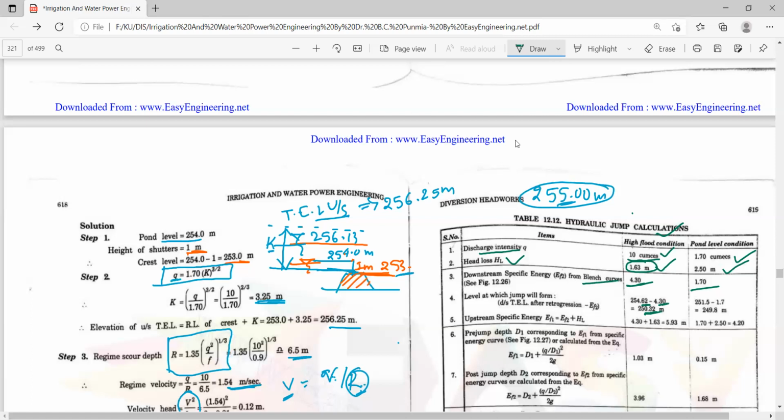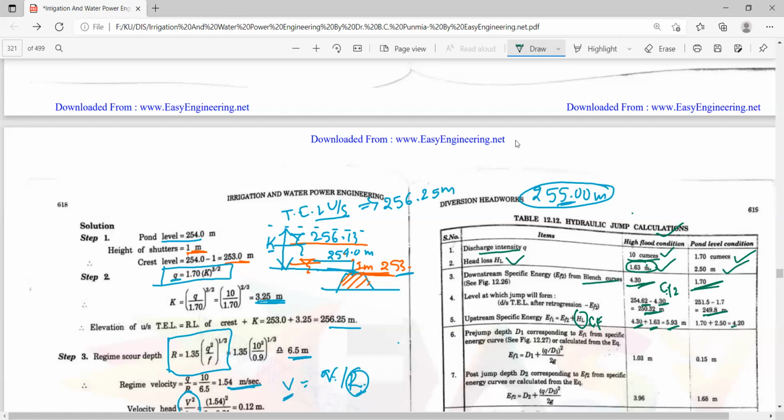Similarly we need to calculate for the pond level also. For this, the specific energy at downstream will be 1.70, and we calculate the level at which the hydraulic jump will form for the pond level condition. Now from the downstream specific energy EF2, we need to calculate EF1 also. EF1 will be equal to EF2 plus loss of energy. EF2 will be 4.30, loss of energy 1.63. So we get the upstream specific energy as 5.93.